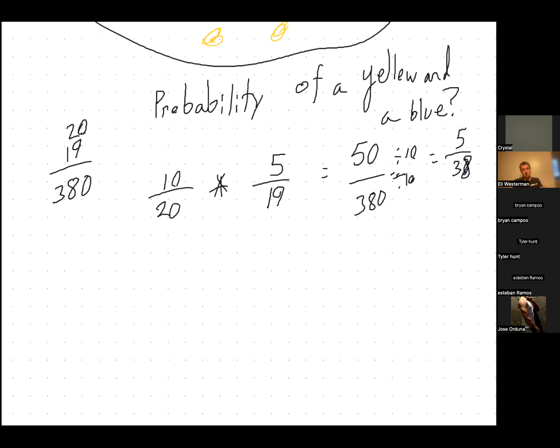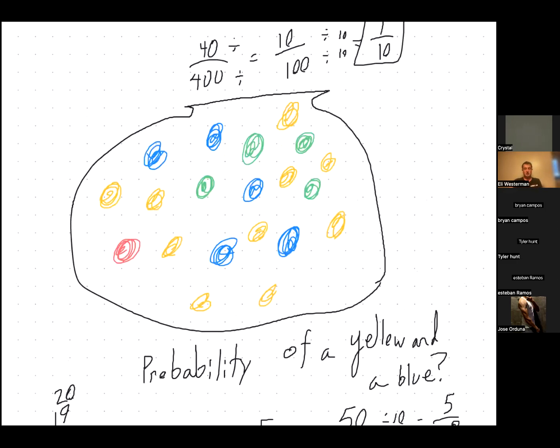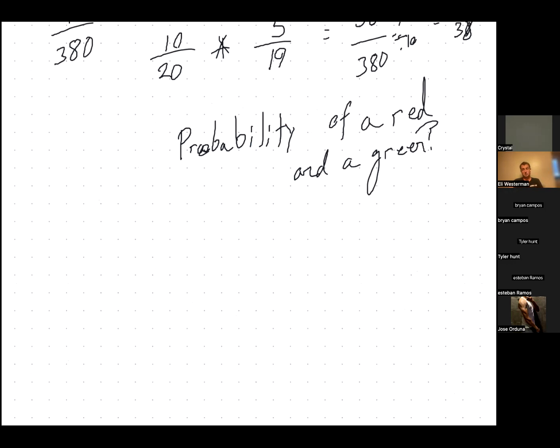So now what about you do the probability of a red and a green? Why don't you figure this one out? What is the probability of a red and a green? So why don't you work on this one? This is the hardest one we're going to do with probability. And after this, we're going to switch to mean, median, mode, and range. So don't worry. Don't worry at all.